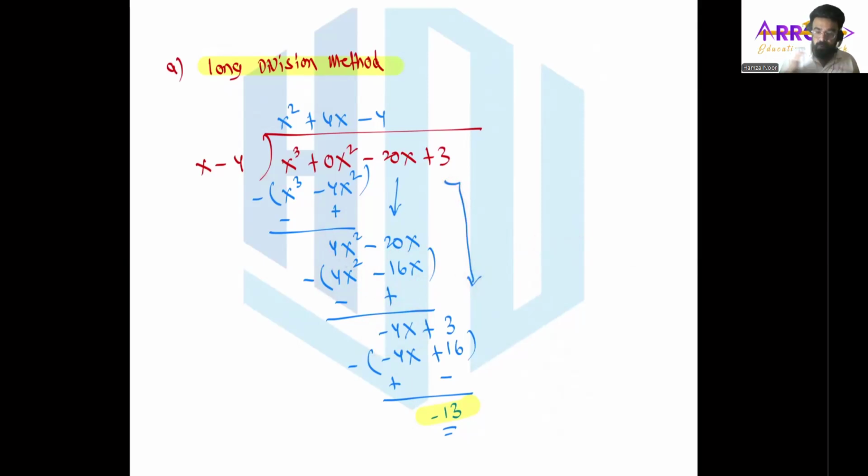And now you are going to continue the comparison in the same way. All right. And now you need to ask yourself by what term you multiply x such that you get minus 4x.